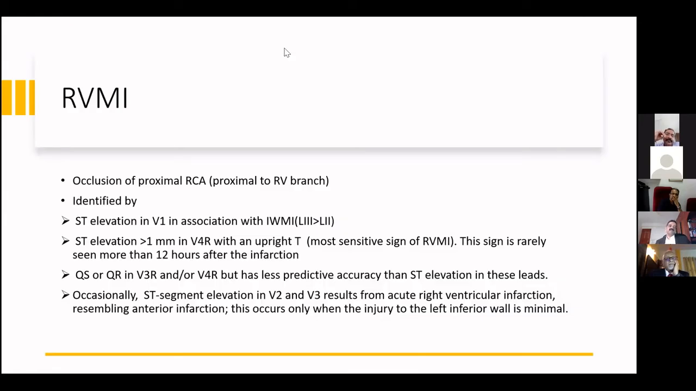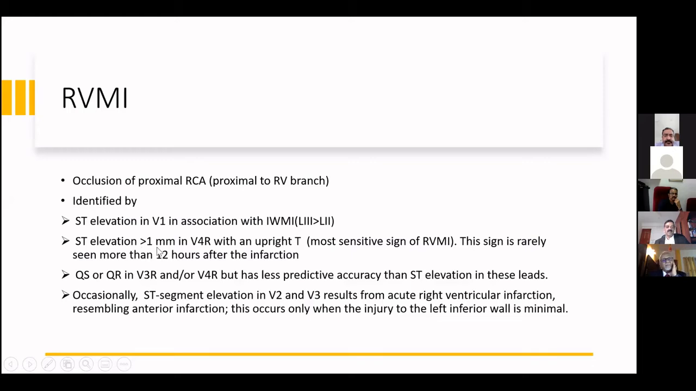So, right ventricular myocardial infarction, touching on it because it's one of the stock questions and not discussed daily when we talk about MIs. It generally occurs in occlusion of the proximal RCA and is identified by ST elevation in V1 in association with inferior wall MI. We generally don't make an isolated RV infarct diagnosis, except in certain very rare conditions.